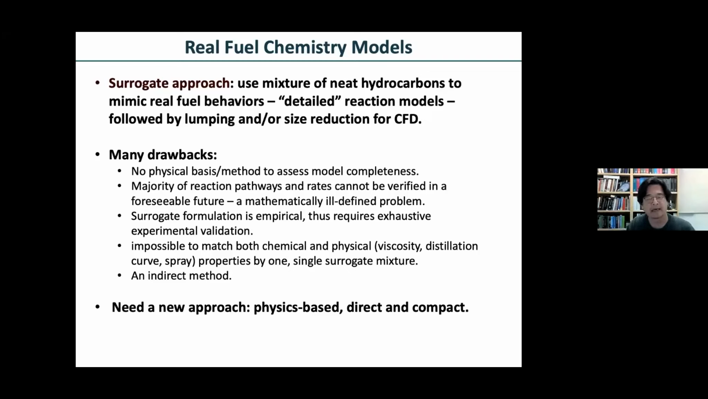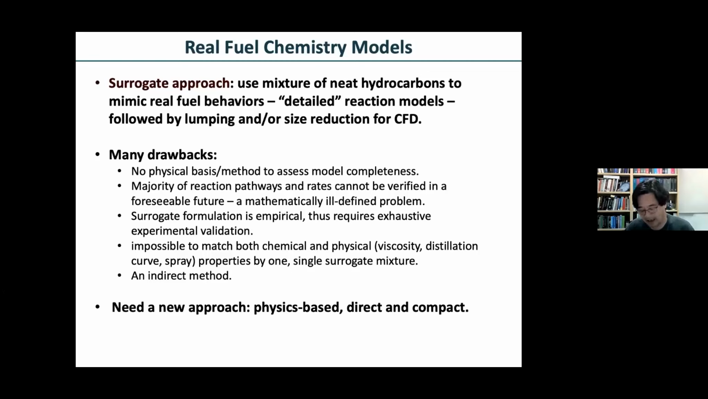So there are other issues. A surrogate model cannot account for both chemical and physical properties at the same time, just because for real fuel, if you do spray combustion, you're going to worry about distillation curve. You're going to worry about droplets. And a surrogate of 4 or 5 components cannot reproduce these physical properties, viscosity, and so on.